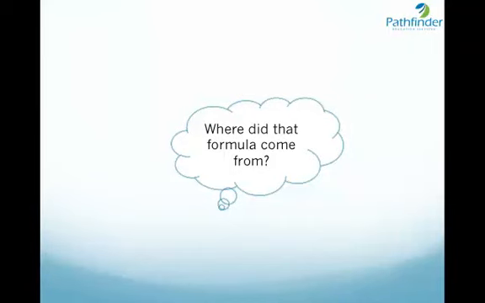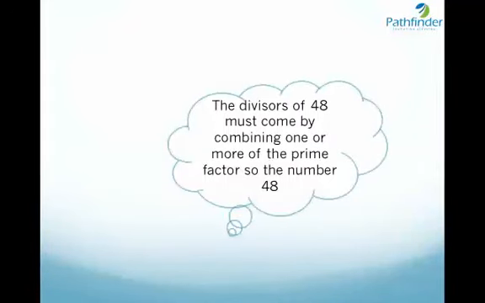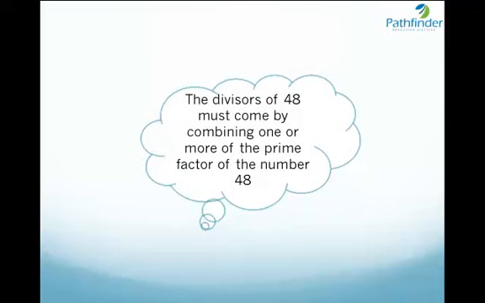Now where did that formula come from? This is a very important point to note, that how the divisors of 48 are made. The divisors of the number 48 must come from its prime factors, and therefore we can say that the divisors of 48 must come by combining one or more of the prime factors of the number 48.